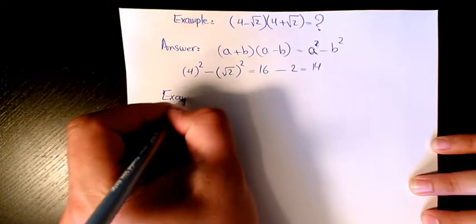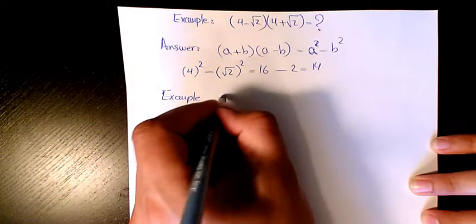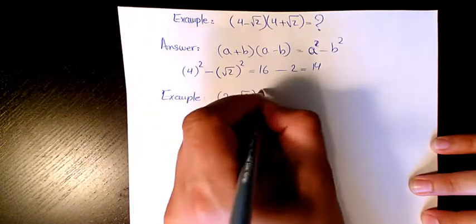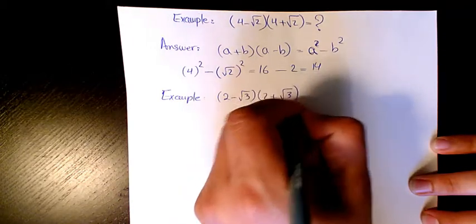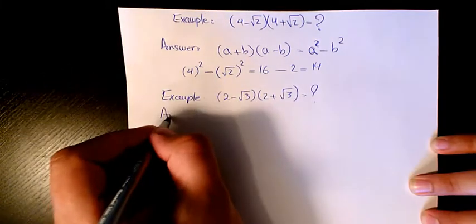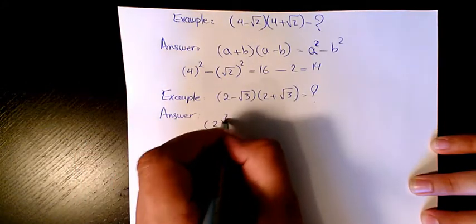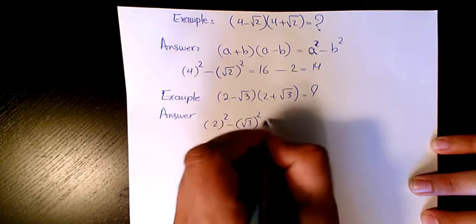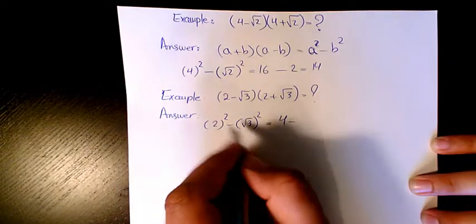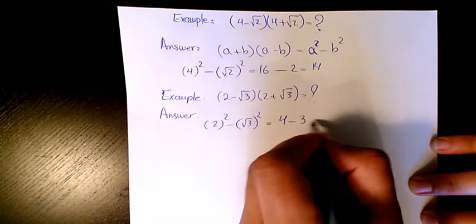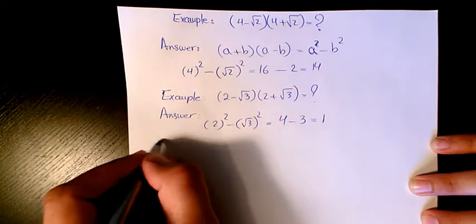Next example, we have 2 minus root 3 times 2 plus root 3. Answer is 2 squared minus root 3 squared. 2 squared is 4, minus root 3 squared is 3, so 4 minus 3 is 1.